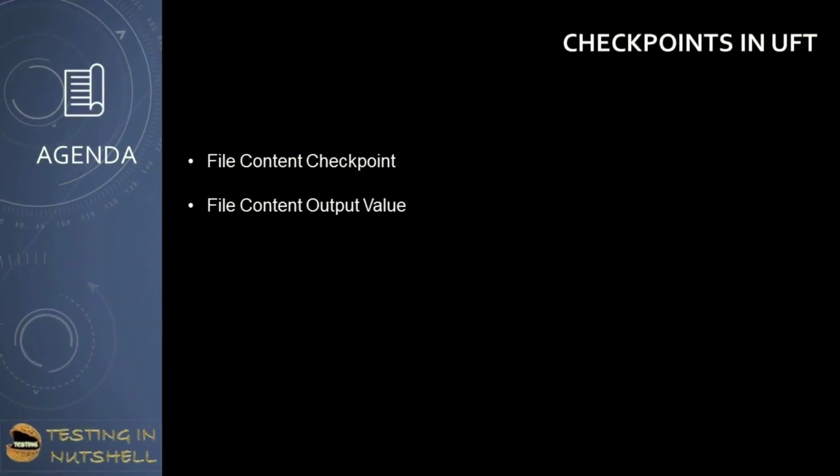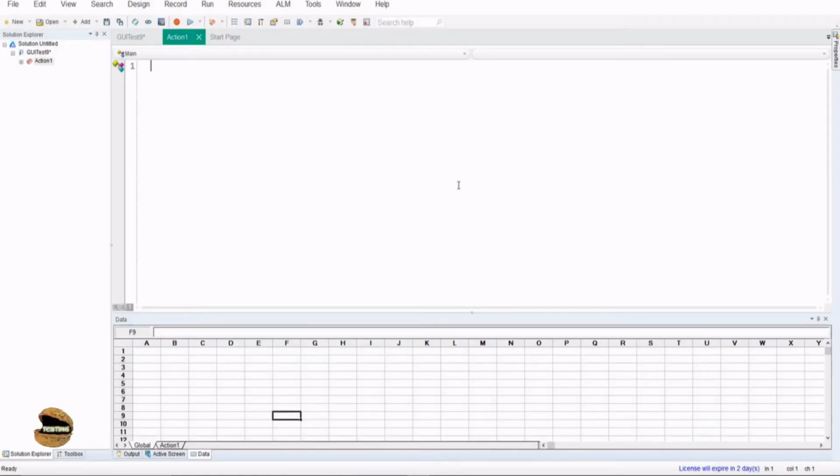As a part of this tutorial, we'll be trying to understand the file content checkpoint of UFT, which can compare the file and let you know the output of that. In order to understand the file content checkpoint, first of all, it is very important for any individual to know what kind of files can actually be compared with the help of the file content checkpoint. First of all, a file content checkpoint is basically used to compare the textual content of a file that is generated during a run session with the textual content of a source file.